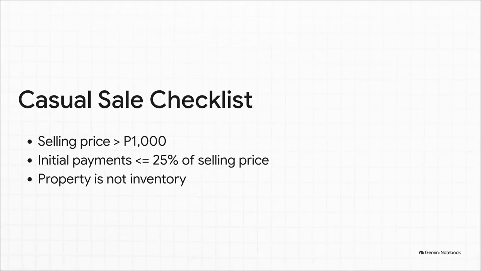If a casual sale question pops up on your exam, run it through this rapid-fire checklist in your head before you even try touching a calculator. 1. Is the selling price greater than 1,000 pesos? 2. Are the initial payments 25% or less of the selling price? And 3. Is the property a capital asset, meaning it's not just part of the seller's regular inventory? If you get 3 yeses, you are clear to proceed.